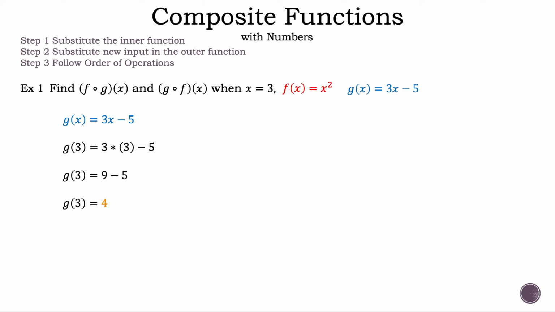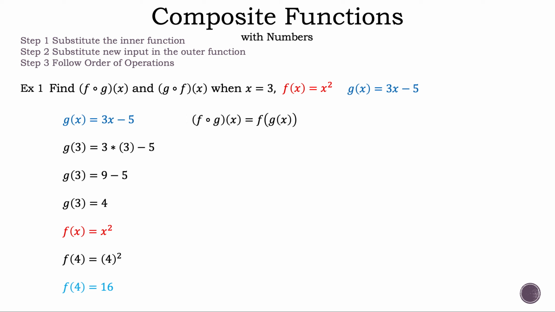What does that 4 represent? That 4 is our new input. So let's write down f of x is equal to x squared, so we can substitute 4 for x. So now we have f of 4 is equal to 4 squared, and 4 squared is 16. So f of 4 is equal to 16.